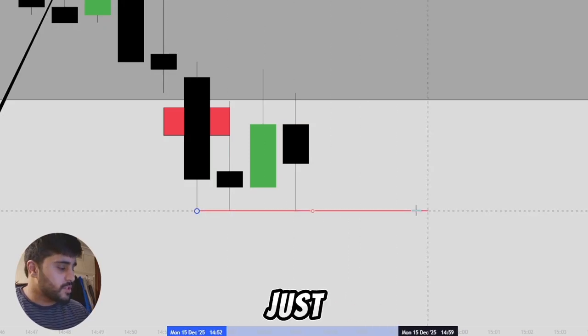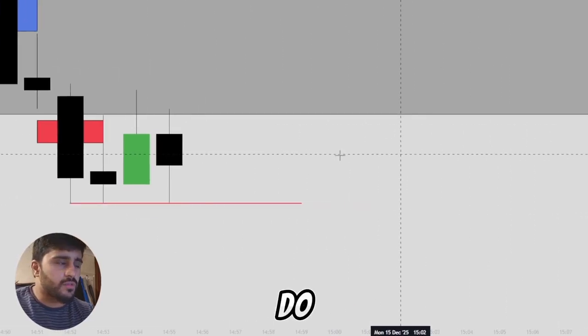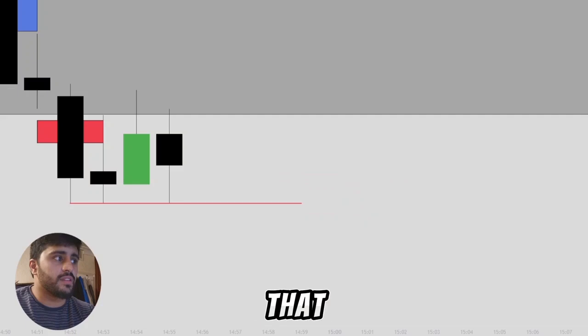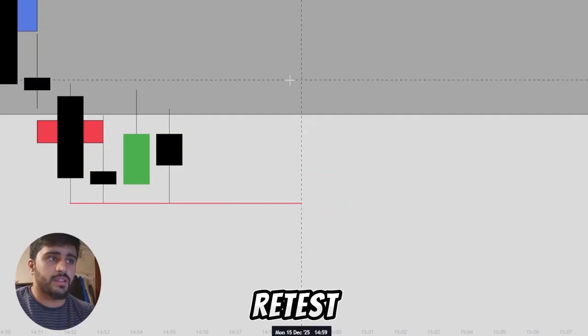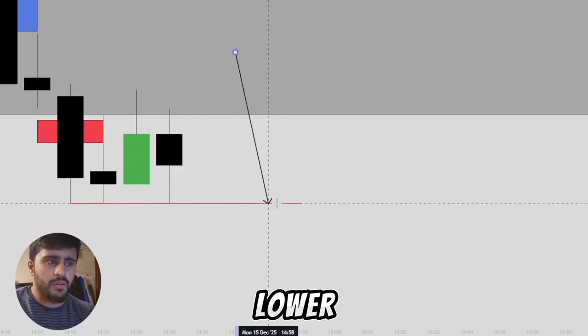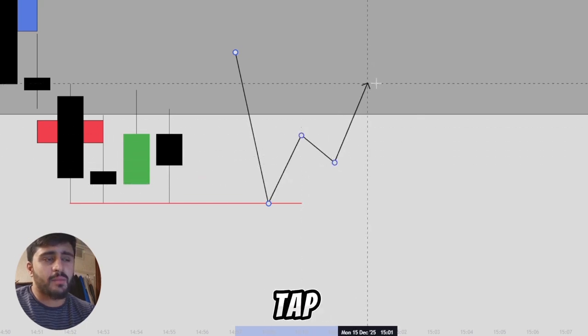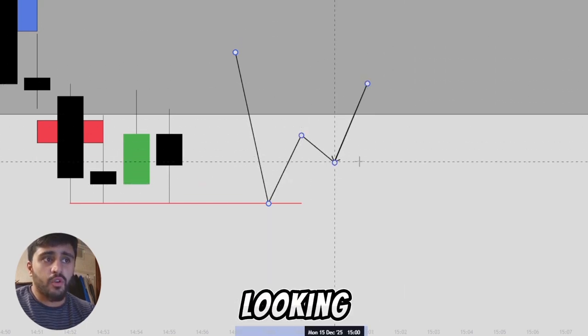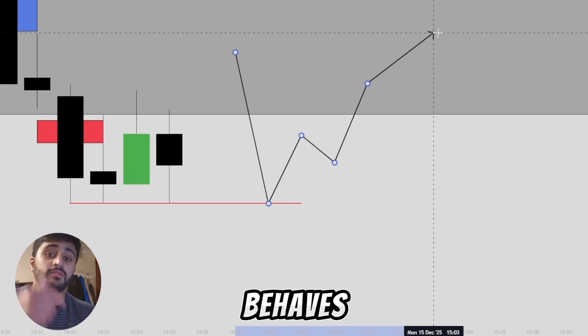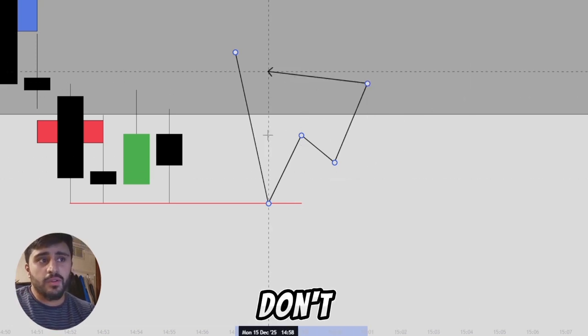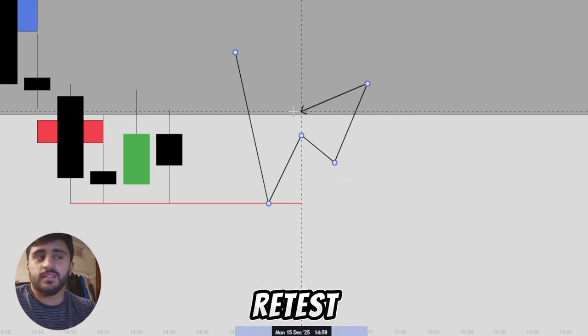Underneath this candle, just like this. And the reason I do this is because I have a basic theory that I never trade the break, only the retest. So when the market breaks lower and creates the low below the zone, I want to see the market tap back into our zone, and I'm looking to see how the market behaves inside the zone. So if we don't get to our zone, I don't consider it a retest, and I won't enter.